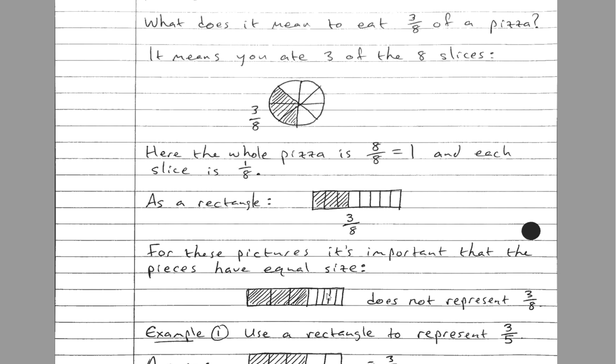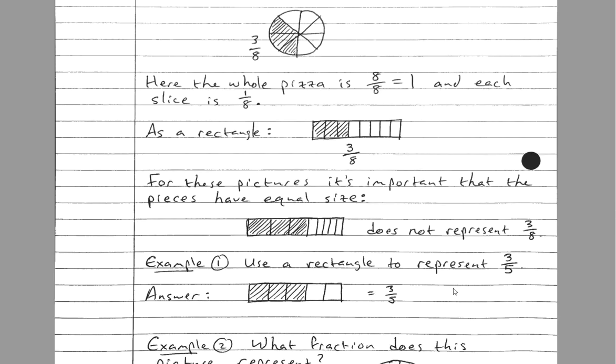So this is not 3/8 of the rectangle. It's more like 1/2, 4/8. Okay, it doesn't have to be perfect, but try to make the pieces the same size.